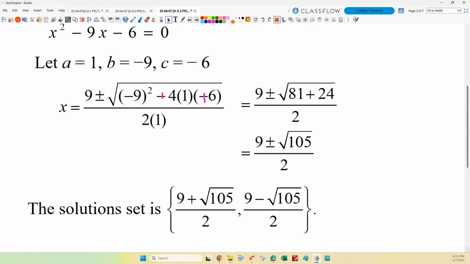So those are our two answers. Notice we get one for the plus sign and one for the minus sign. We get two solutions. Make sense? Okay.